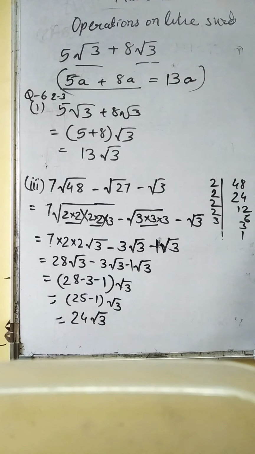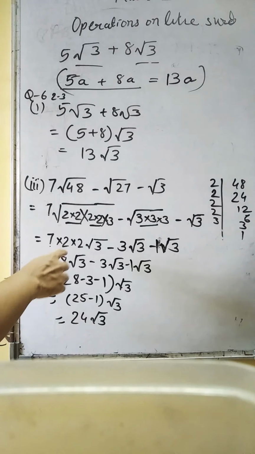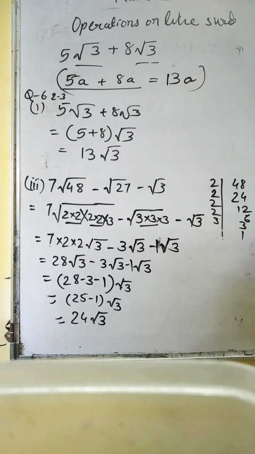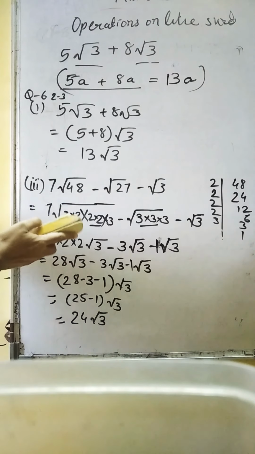ठीक है. So you have to do it this way. When it is root 3 मतलब क्या? रूट 3 1 टाइम तो है ना. When I say 7 root 2, it means root 2 is written 7 times. Okay, addition में. So let us go ahead now.